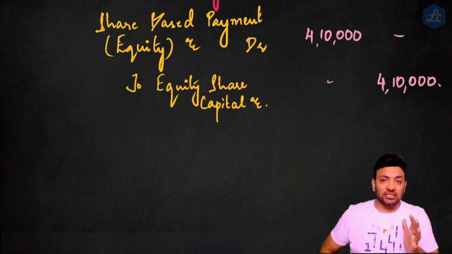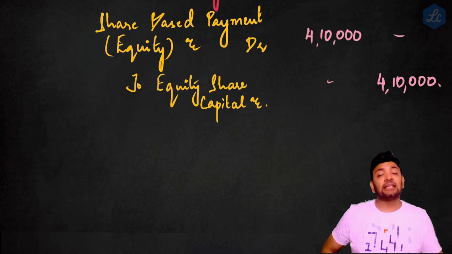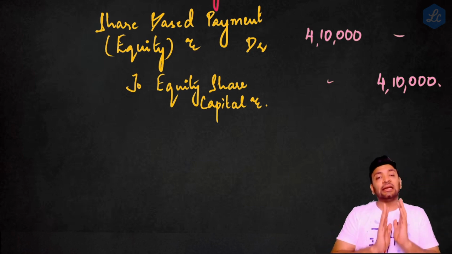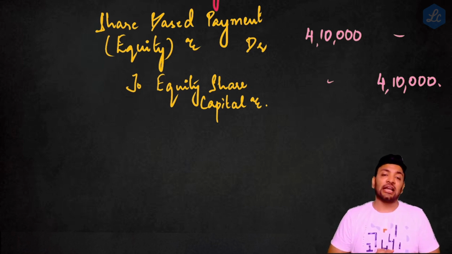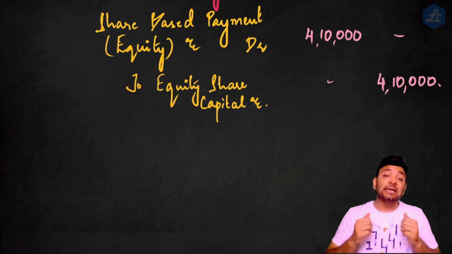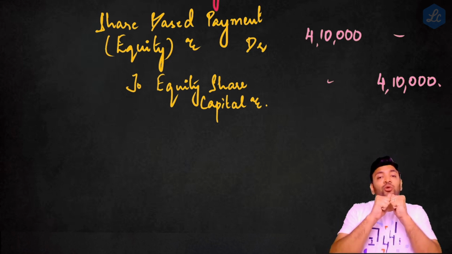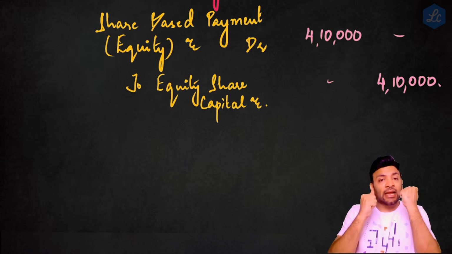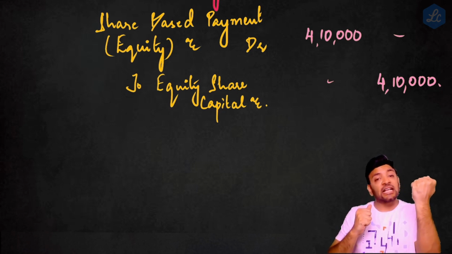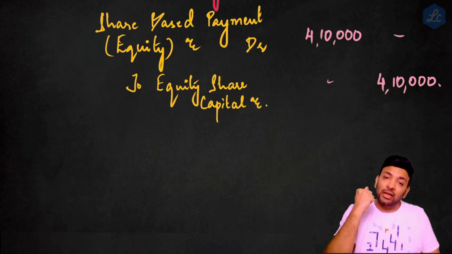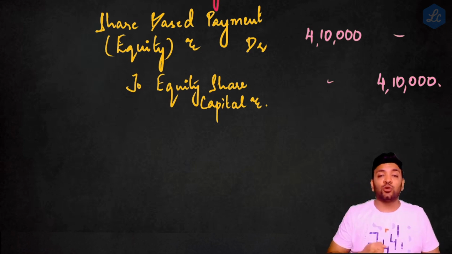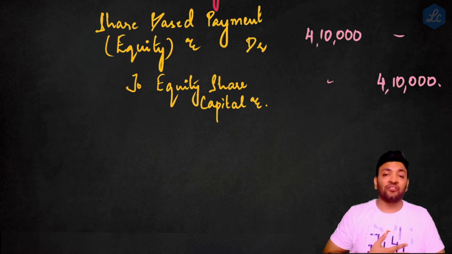Here there is no lapse. The question very clearly told me that all the employees have exercised the option. So therefore the entire amount of share-based payment equity is transferred to share capital. Guys, sometimes there will be a lapse in the following questions. In such case, we will have to divide the share-based payment equity into the employees who have exercised the option and the employees who have lapsed the option. To the extent of lapse, they should be transferred to a general reserve or any other free reserves.